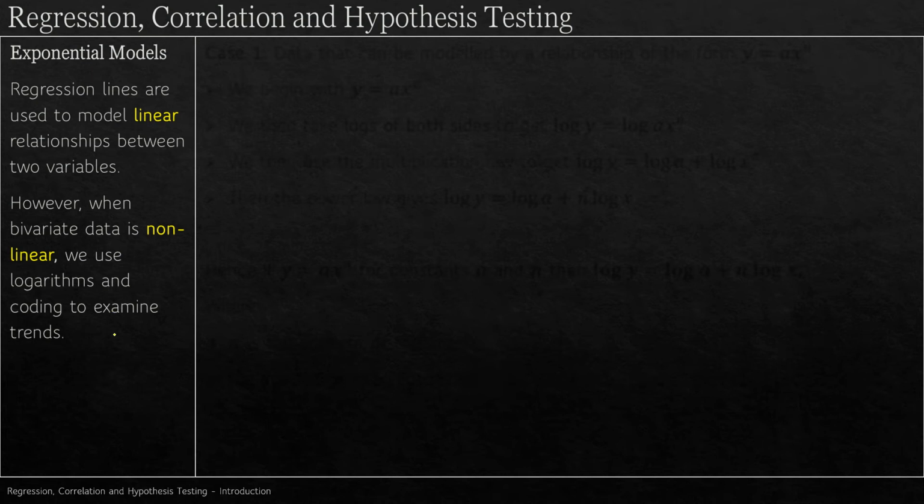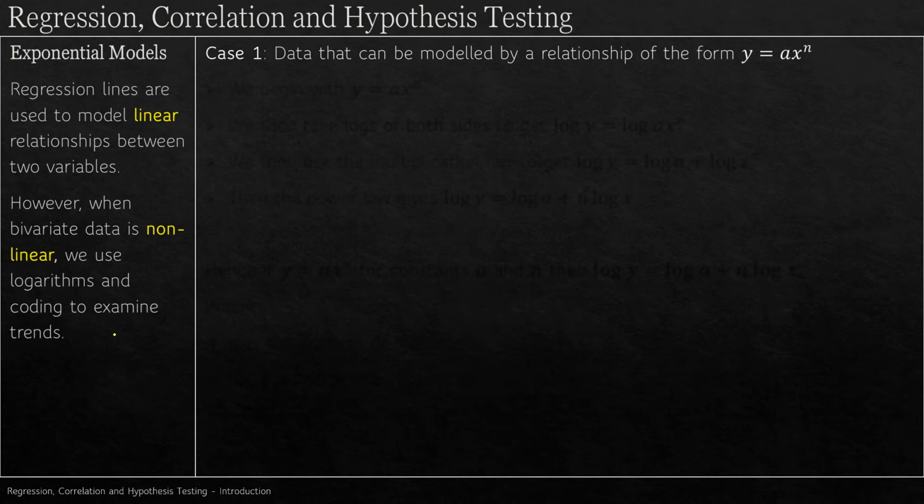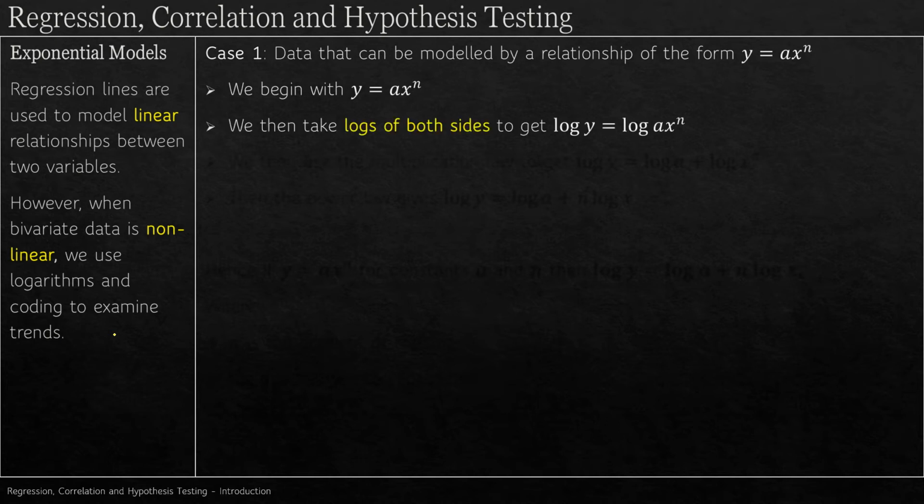for trends. Case number one is data that can be modeled by a relationship of the form y equals a times x to the power n, where a and n are both constants. So we start with y equals ax to the n. What I'm going to do now is derive the regression equation. Take logs of both sides. I've chosen to use log base 10. So if you see log without a base, it means log base 10. So logs of both sides.